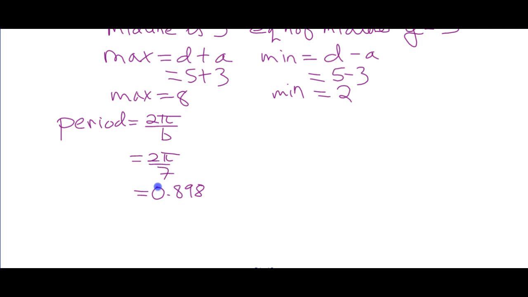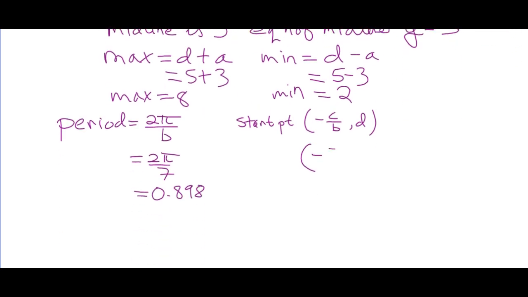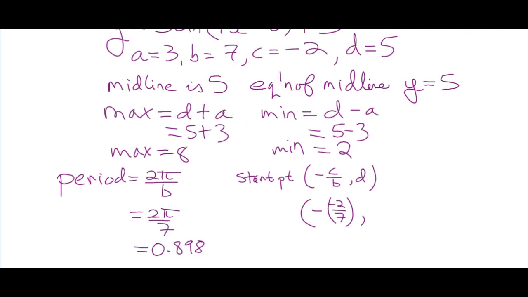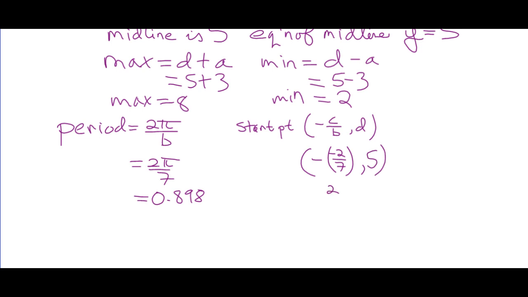So the period's going to be a little bit less than 1 unit, right? 0.898 units. Now, what does C give us? Well, we know that the start point is negative C over B, comma D. Okay. Well, we've got B and C, right? So the start point is negative. Okay, so what was C? C is negative 2. So it's negative negative 2 over 7, comma, and D was 5. So that's positive 2 sevenths and 5. And if we want positive 2 sevenths, then that's 0.286.